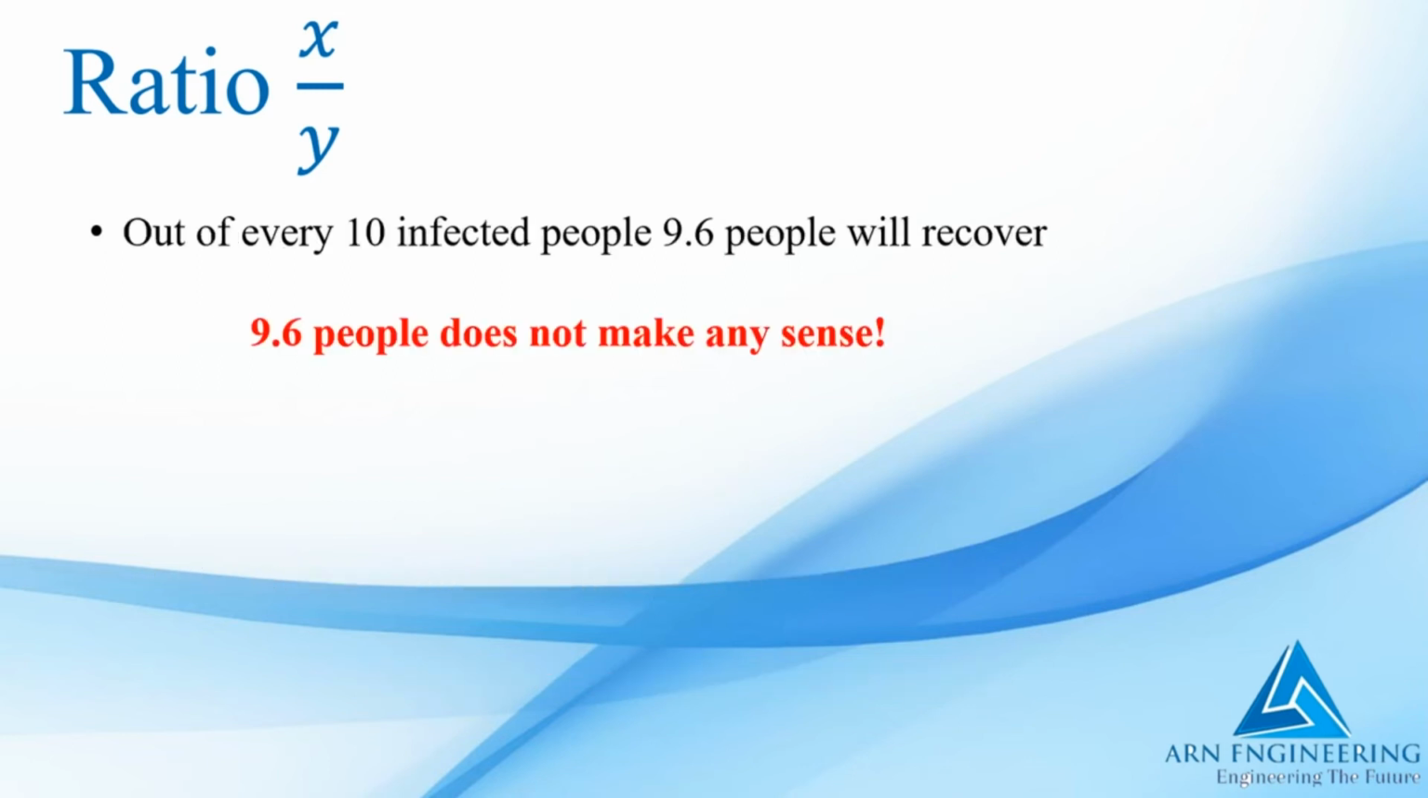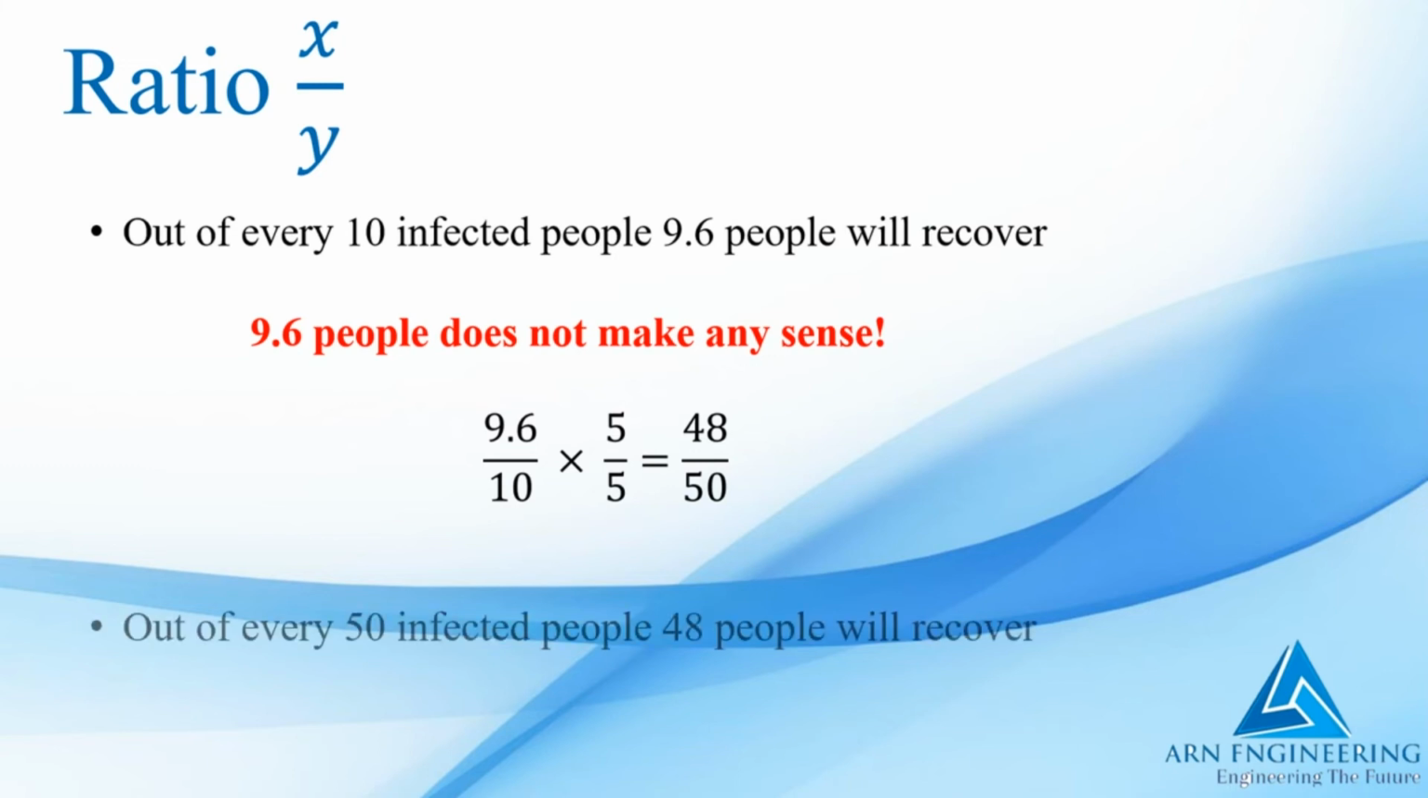But an interesting trick that we can do with ratios is to times the numerator and the denominator by an integer that will result in the numerator and the denominator both being whole numbers. So in this case, if we times the numerator and the denominator by 5, we'll have 48 over 50. So now we have whole numbers for both, which means we can say that out of every 50 people who catch the coronavirus, 48 people tend to recover, based on today's statistics. Now, this is a lot easier to understand, and it makes more sense.